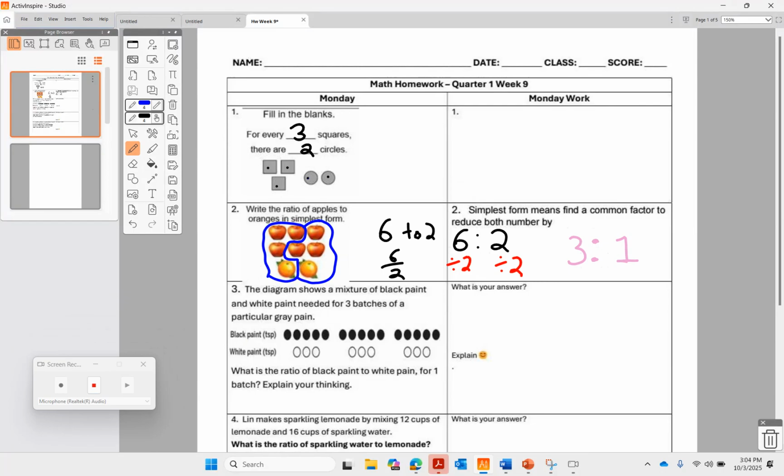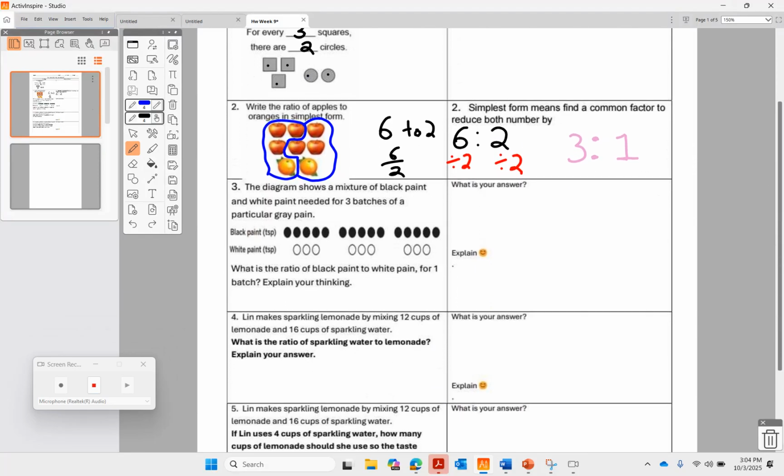Number 3. The diagram shows a mixture of black paint and white paint needed for 3 batches of a particular gray paint. So to make some sense of it, what they're saying is, this is a batch of paint, this is a batch of paint, this is a batch of paint. What is the ratio of black paint to white paint for 1 batch? So 1, 2, 3, 4, 5. 5 black to 3 white.